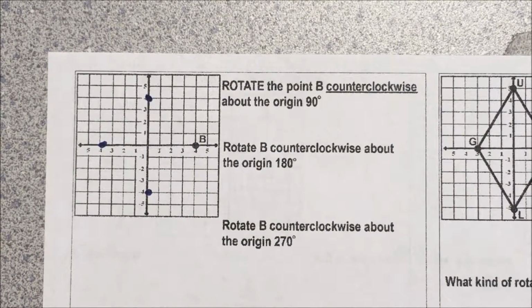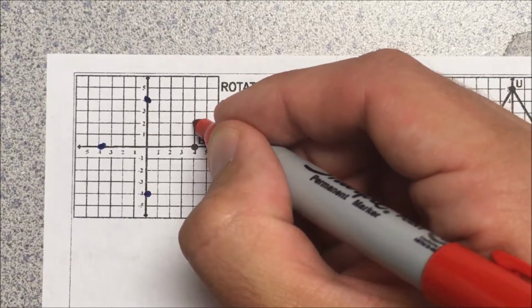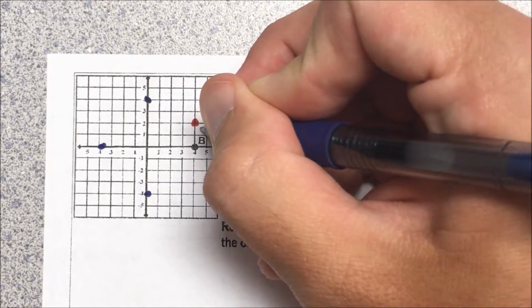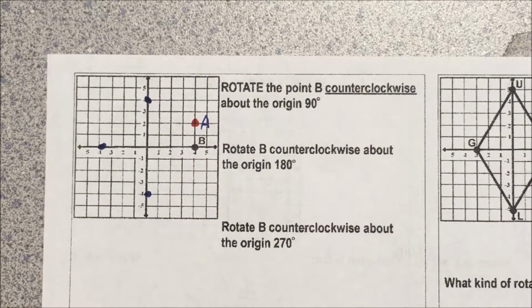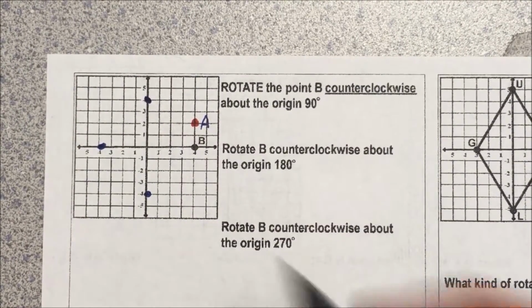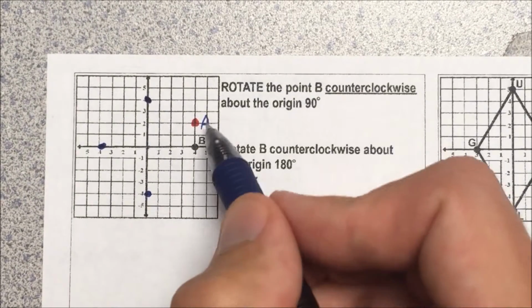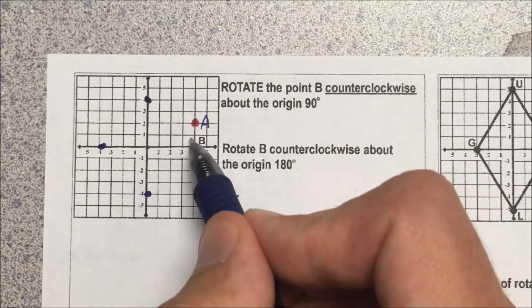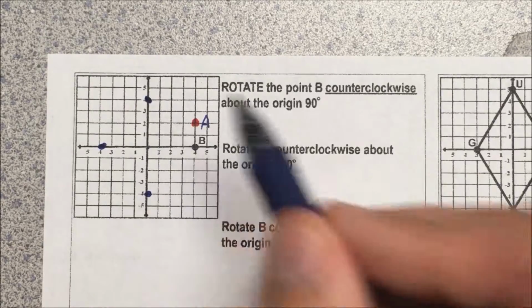But let's say I have a point that's not on an axis. So let's say I got this point right here. That's at, what, 4, 2? Let's call it A. And I want to rotate A 90 degrees about the origin counterclockwise. So if I want to rotate this 90 degrees going back this way, I'm going to count over and see where it's at in this quadrant. I'm going to say 1, 2, 3, 4, went right 4 and up 2.